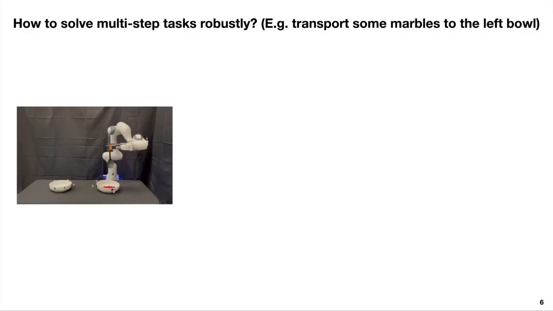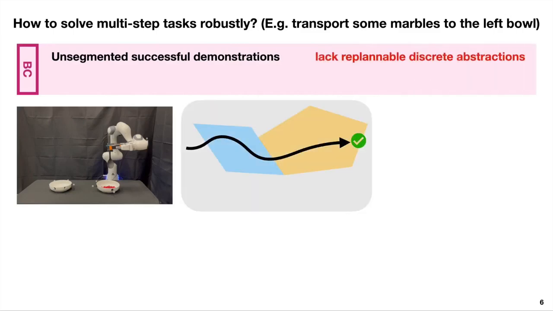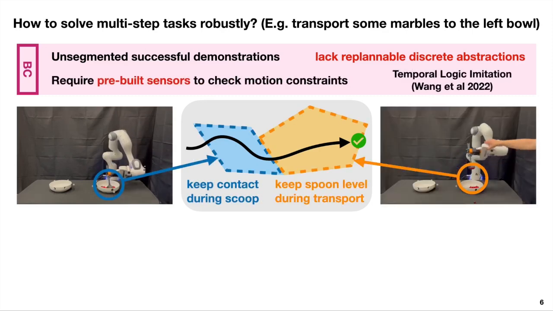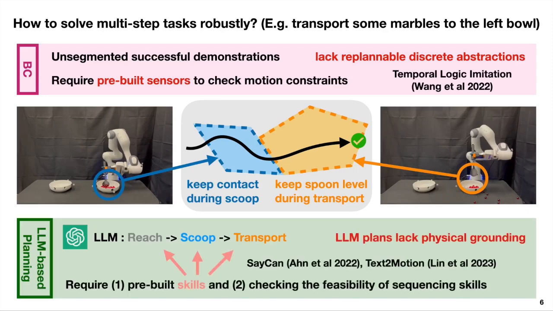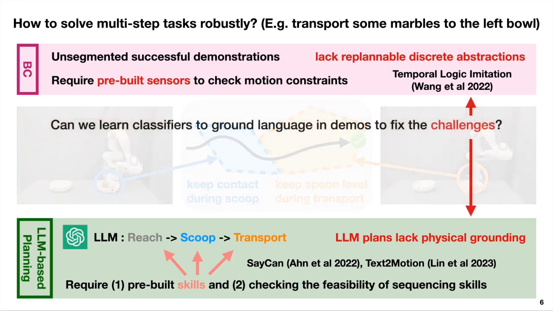How do you solve multi-step tasks robustly, such as transporting some marbles to the left bowl? BC-style methods use unsegmented demonstrations to learn policies that, however, lack replanable discrete abstractions, therefore they require pre-built sensors to check motion constraints. An alternative approach is to use a large language model to generate a discrete plan, which however lacks physical grounding. Therefore, in this work, we ask if we can learn a grounding classifier to fix these two challenges.